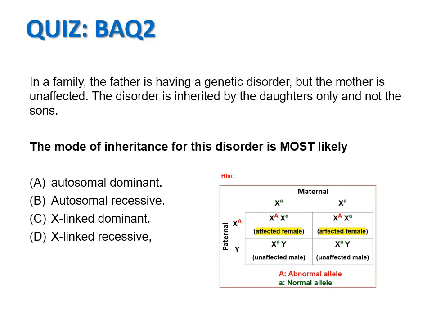In a family, the father is having a genetic disorder, but the mother is unaffected. The disorder is inherited by the daughters only and not the sons. The mode of inheritance for this disorder is most likely C. X-linked dominant.